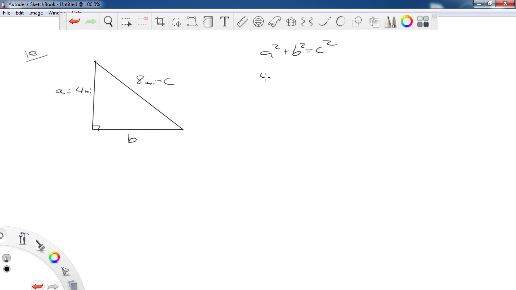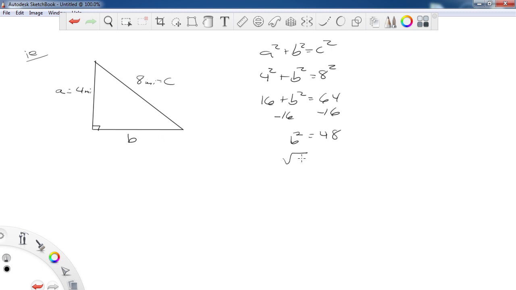A squared is going to be 4 squared plus B squared, we don't know, plus C squared is 8 squared. 4 squared is 16 plus B squared equals 64. Here you have to do a little bit of algebra to get B squared by itself. So minus 16 on this side, minus 16 on that side. You're going to get B squared equals 64 minus 16, which is 48.